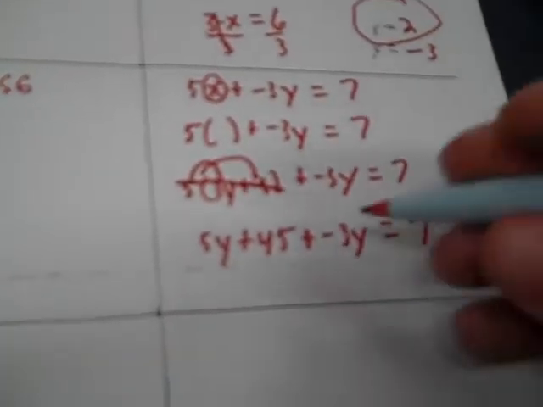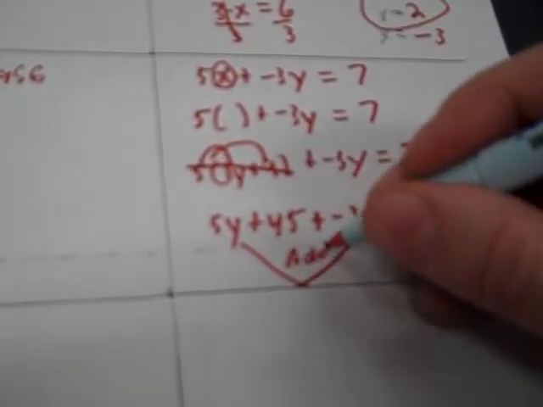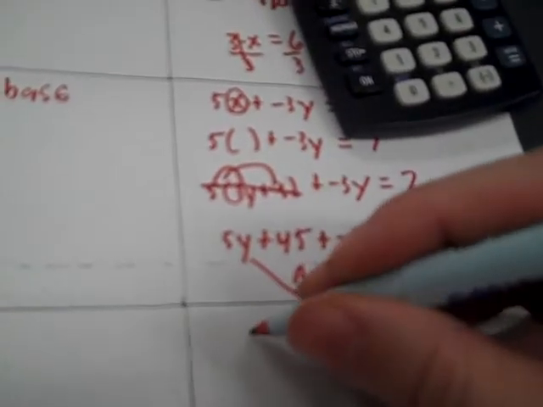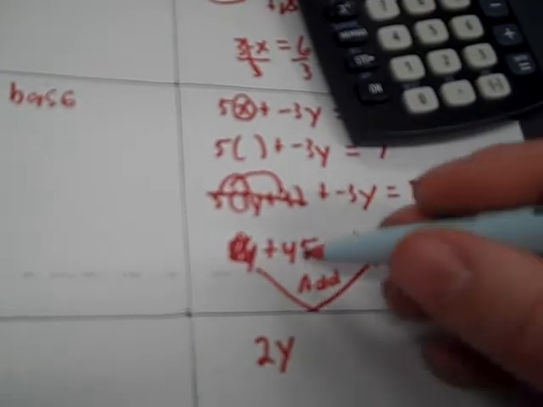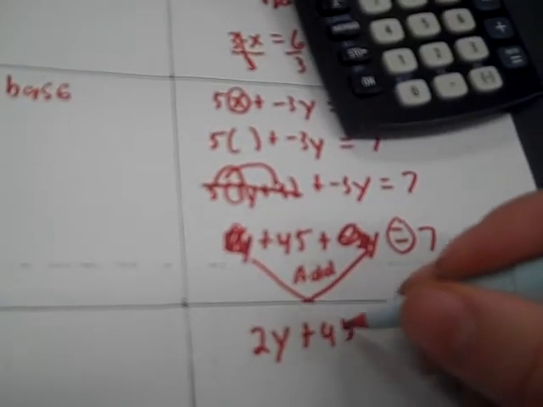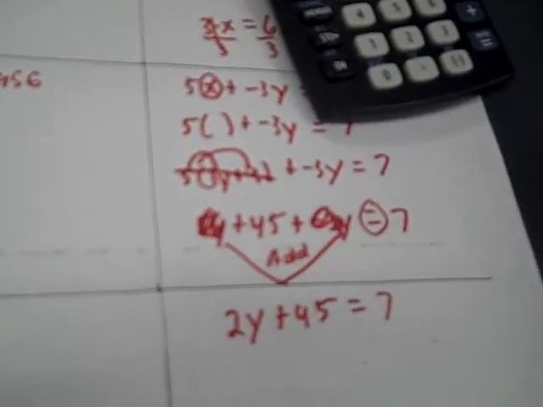Okay, so here are my two y's. Okay, and add them together. They're on the same side of the equation. We just draw the adding pyramid. So I add 5 to negative 3, and that's 2. So 2y. Now before equals, we have the 45 equals 7.